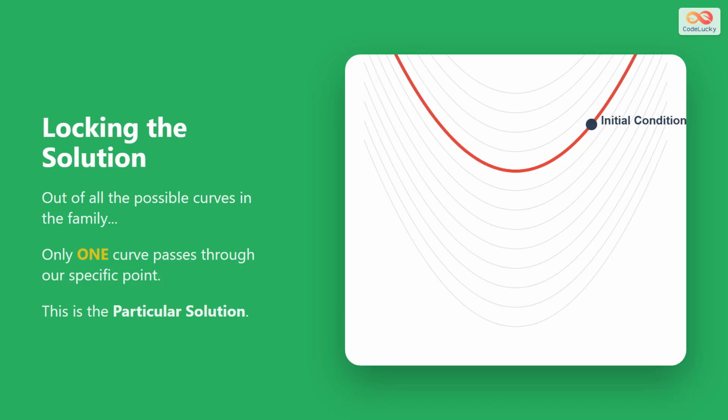Visually, here is what happens. We have our family of infinite ghost curves, but only one of those curves will pass exactly through our red initial condition point. Our goal is to find the unique equation for that specific bold curve.